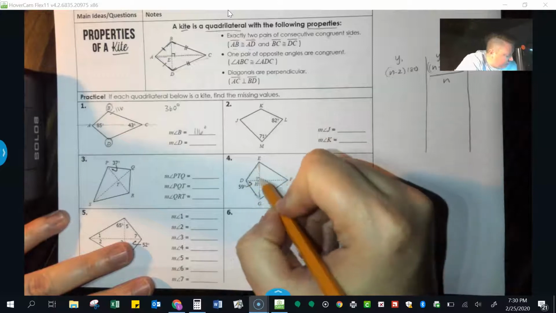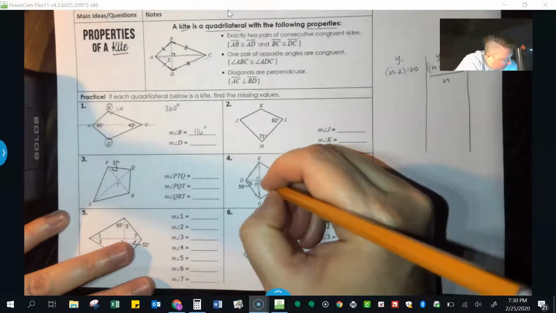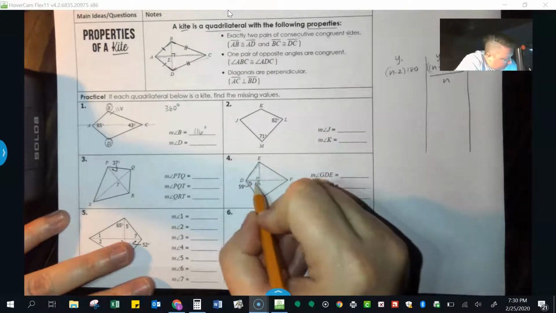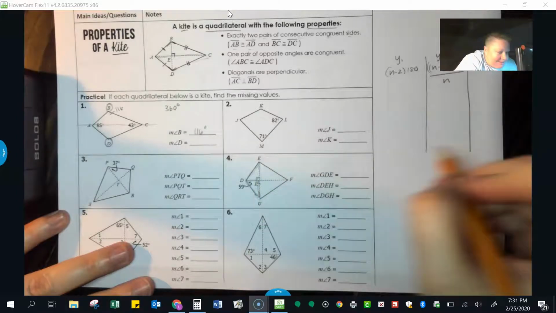And I do have triangles. So if I look right here, I have a triangle. I know this one's 59. I know this is 90.